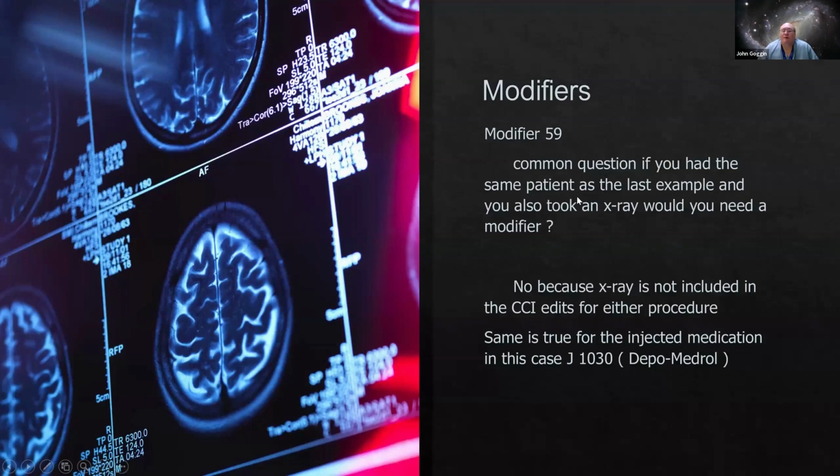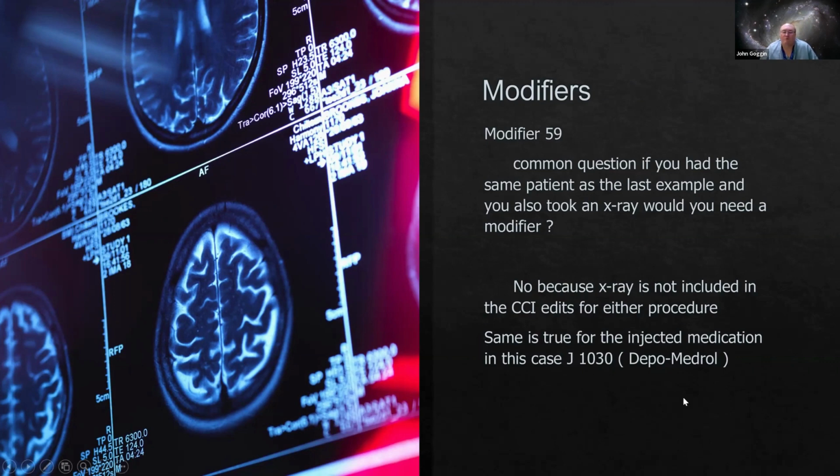So a common question that people ask about 59 modifier, in the same example we had last time, is if you took an x-ray, would you need a modifier on the x-ray? And the answer is no, because x-rays are not included in the bundle for either of those procedures. And generally speaking, nothing we do includes the x-ray. So if you have a patient who you did surgery on and they're in a 90-day global period, then you take an x-ray during that period, you're allowed to get paid to take and evaluate that x-ray. It's not part of the procedure.